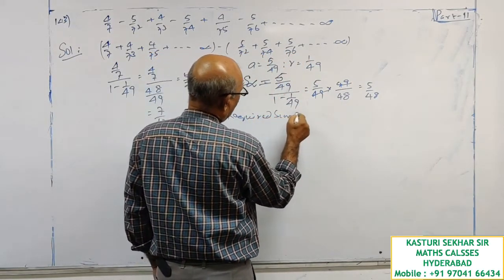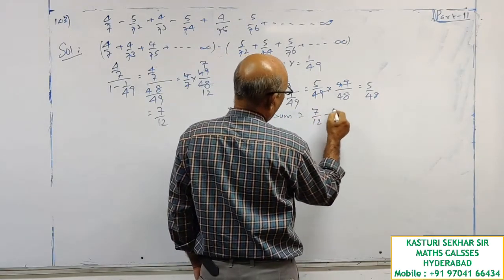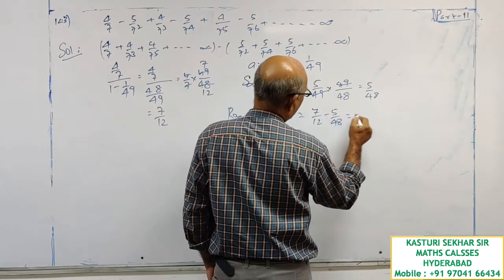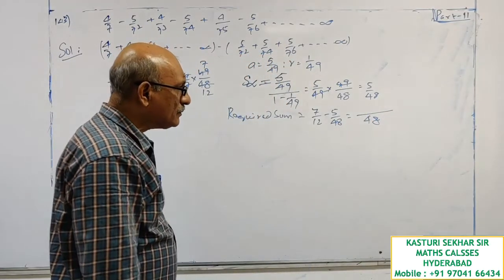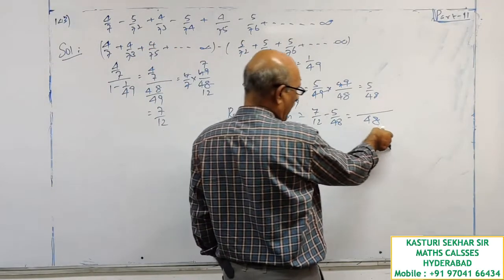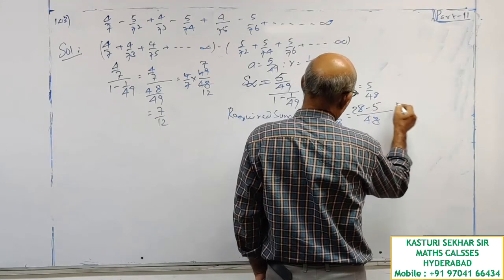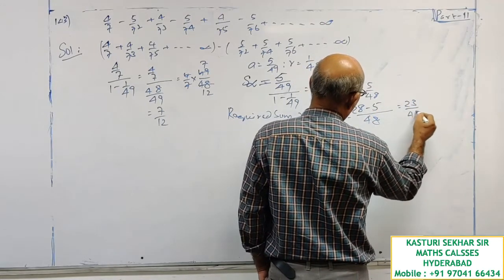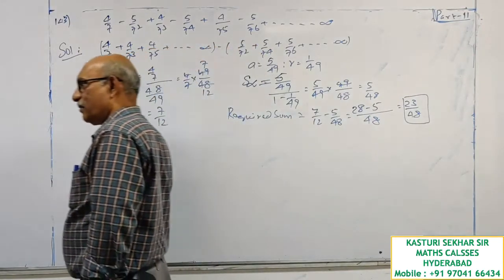Required sum is equal to 7 by 12 minus 5 by 48. I can take 48 as LCM. 12 will go in 48 4 times, 4 sevens are 28 minus 5. 23 divided by 48.